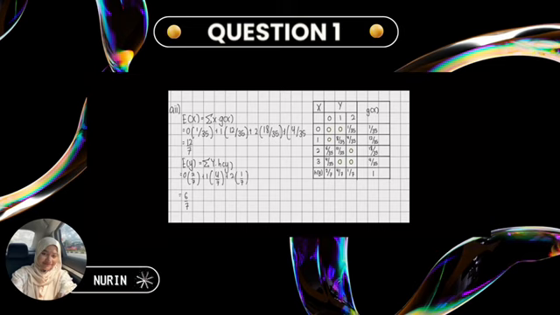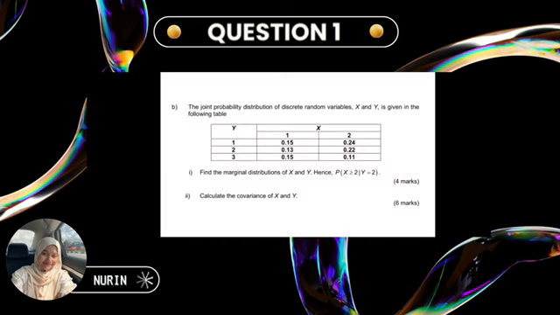And the same thing goes for expected Y, where we just have to multiply the value of Y together with the Hy. So Y equals 0 with Hy equals 2 over 7, 1 times 4 over 7, 2 times 1 over 7, then at the end we will get 6 over 7. So this is the final answer for A2.